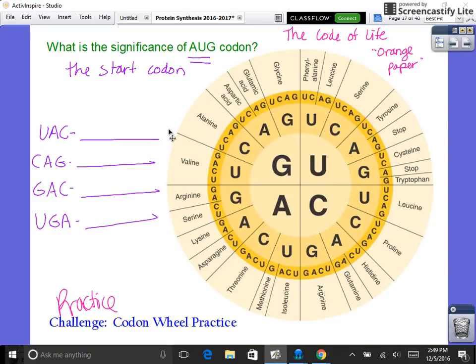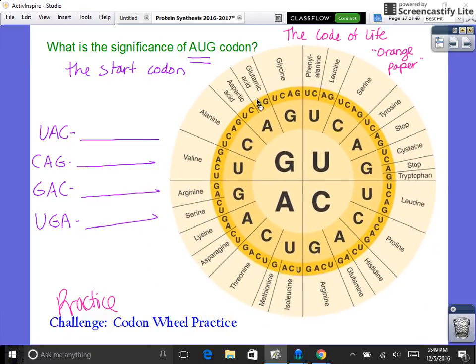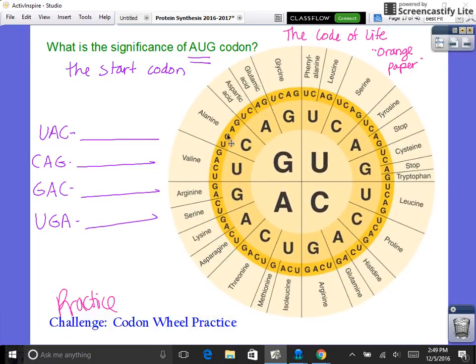So we're going to finish lesson 5.6 and talk about translation. But just to review, we were talking about the codon wheel, the genetic code of life. It's your orange paper that you were given. And we were actually looking at mRNA and how it codes for specific amino acids. So again, all of these on the outside are amino acids. And then starting with the inside, middle, and the last ring, those are the 3 letters of your mRNA molecule.